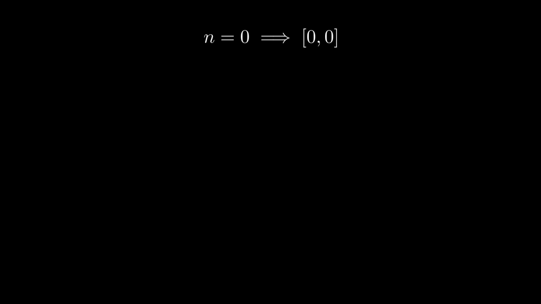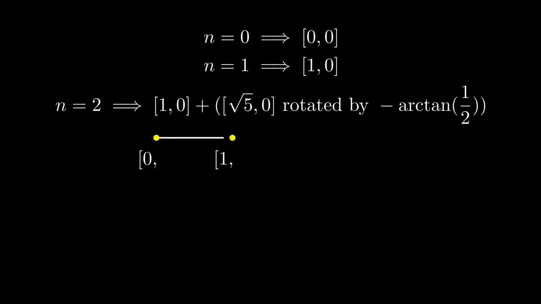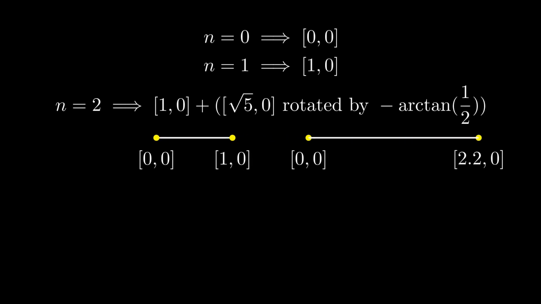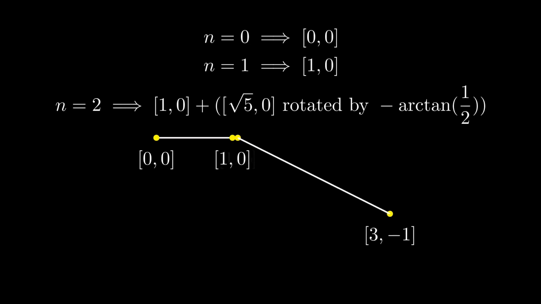Start with a simple getPrevious to getNext function. The n equals 0 will be coordinates 0, 0. N equals 1 will be 1, 0. For n equals 2, take previous length, multiply by square root 5, rotate by minus arctangent 1 over 2. Add it to previous points, and there it is. Yes, coordinates being whole numbers is not a coincidence.